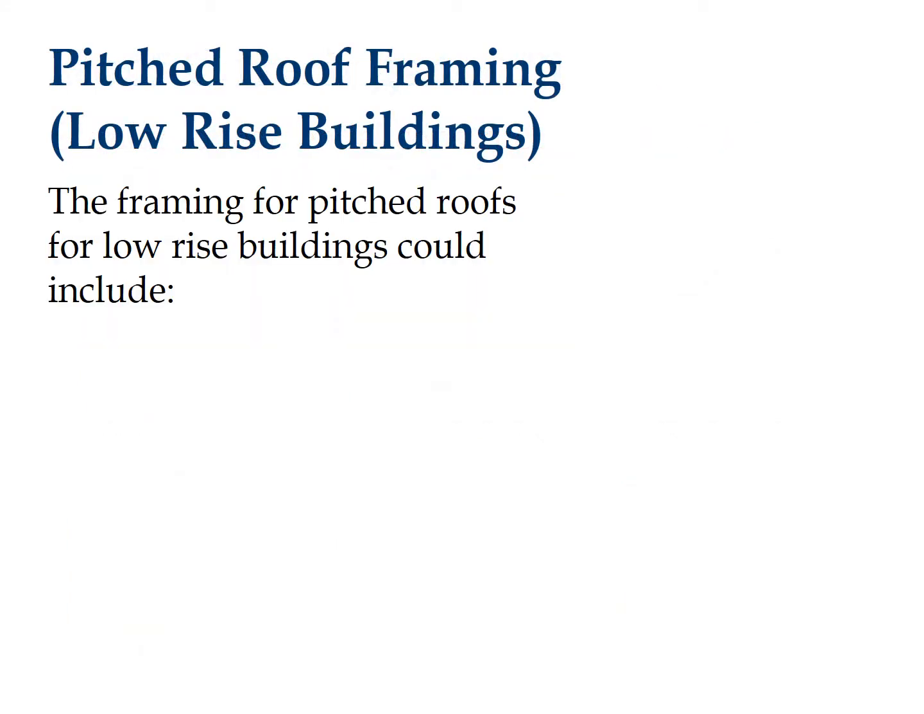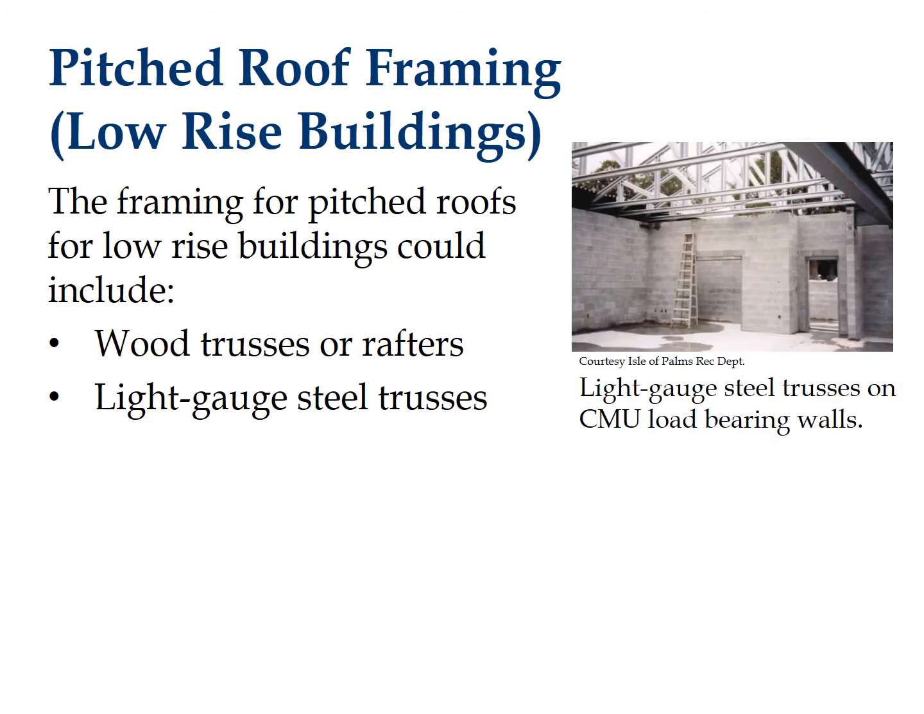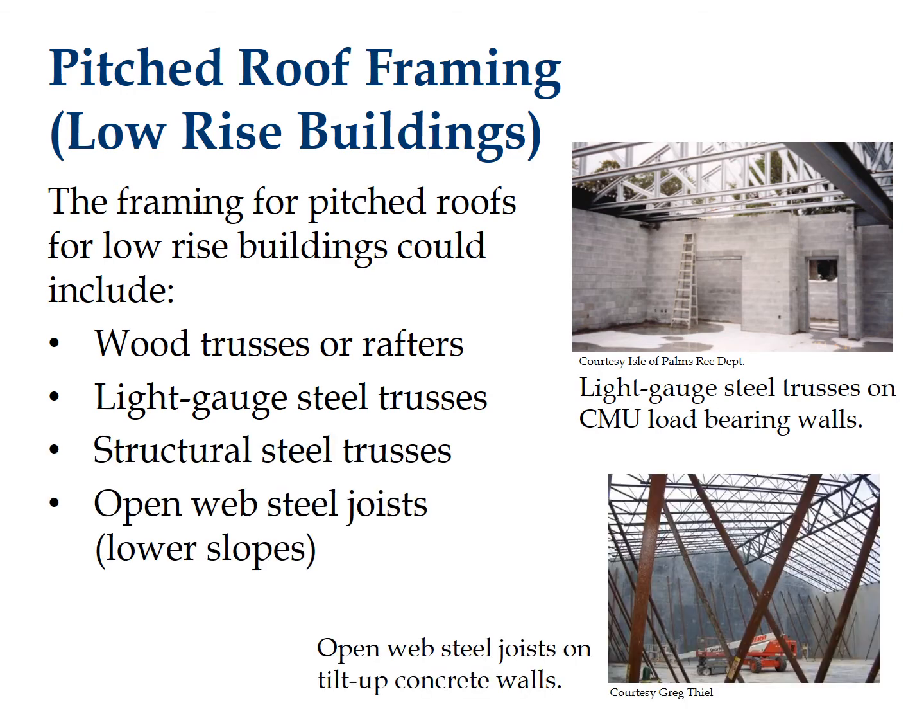The framing for pitched roofs for low-rise buildings could include wood trusses or rafters, light gauge steel trusses. Here you see an example of a commercial building with light gauge steel trusses on CMU load-bearing walls. Structural steel trusses, open web steel joist for lower slopes. Here you see an example of a commercial building with open web steel joist on tilt-up concrete walls.